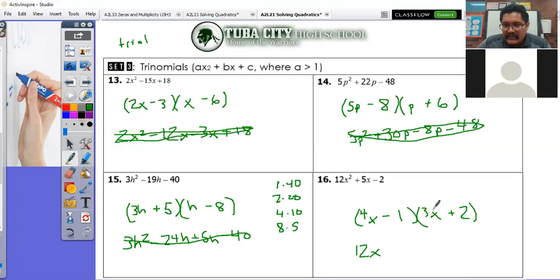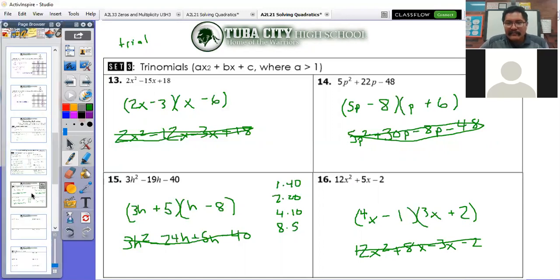So let's go ahead and do this one. That would be 12x squared plus 8x, and 1 times negative 3 is negative 3x. And this one looks like we got it right. So it looks like we're done with that one. And again, this is not the answer. We don't need that. This is the answer.